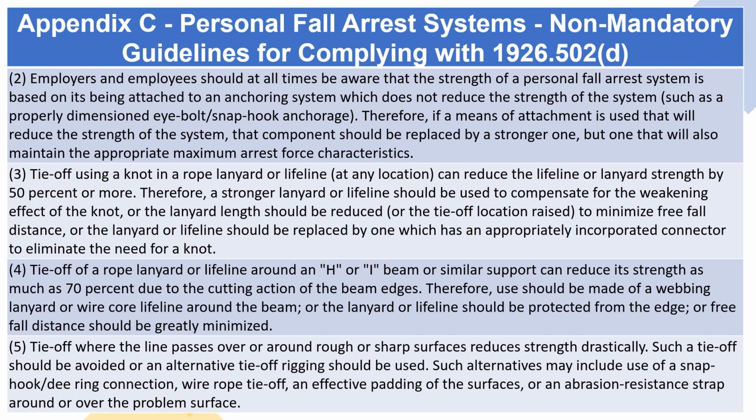2. Employers and employees should at all times be aware that the strength of a personal fall arrest system is based on its being attached to an anchoring system which does not reduce the strength of the system, such as a properly dimensioned I-bolt/snap hook anchorage. Therefore, if a means of attachment is used that will reduce the strength of the system, that component should be replaced by a stronger one, but one that will also maintain the appropriate maximum arrest force characteristics. 3.